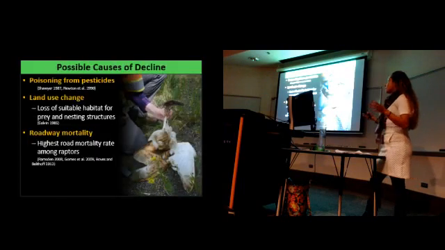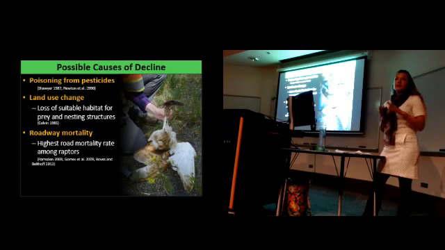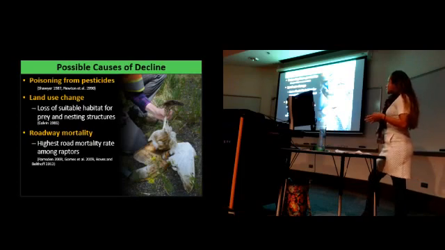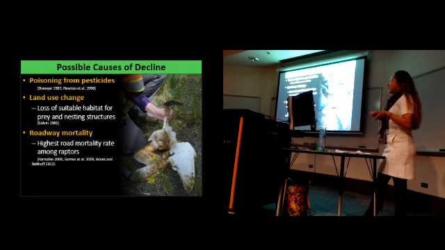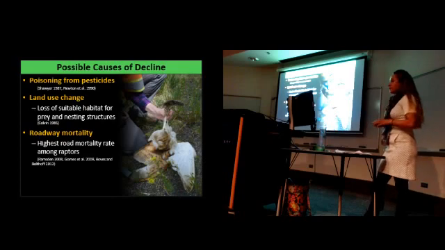There are several reasons for these declines. Either one or more may be acting synergistically to reduce barn owl populations. First, poisoning from pesticides. Barn owls prey on small mammals, which in agricultural areas, farmers put out rodenticides, and then those rodenticides can accumulate to toxic levels in the flesh of the barn owls until it's fatal.